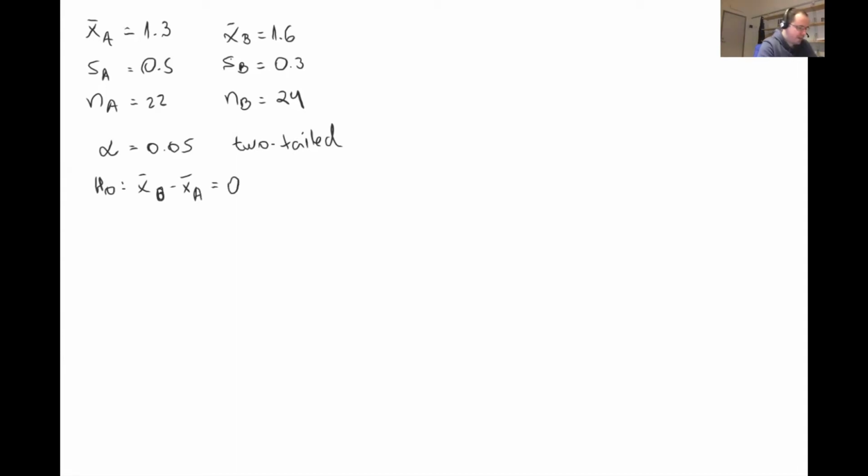As always, right? And the reason why I'm putting xb minus xa here is that it's exactly the same if you do the opposite. xa minus xb makes absolutely no difference. It's just that xb is a little bit larger than xa, so this will give us a positive value. But it makes absolutely no difference if you do xa minus xb. You will have the exact same value but negative. And then in this case it's two tails, so it doesn't matter at all.